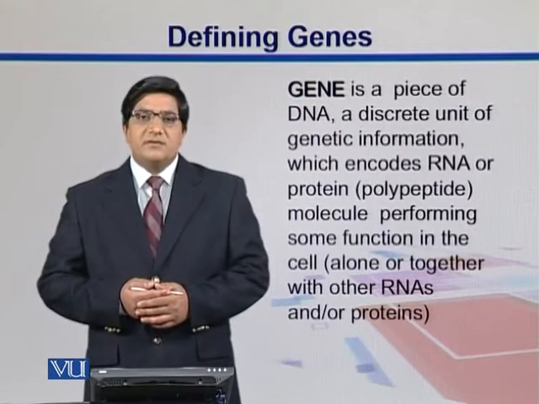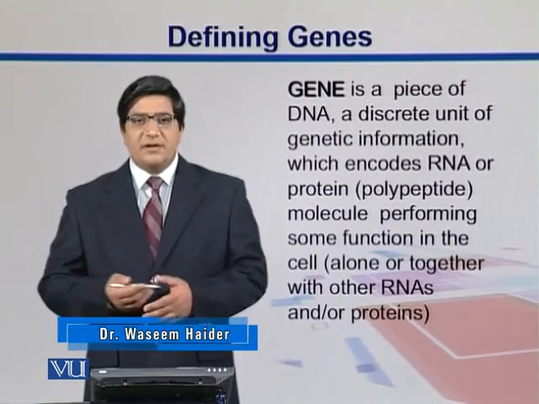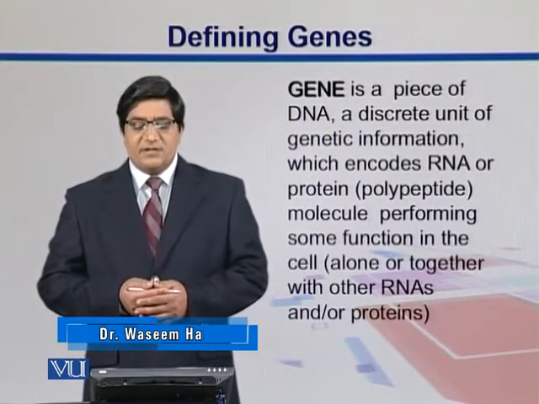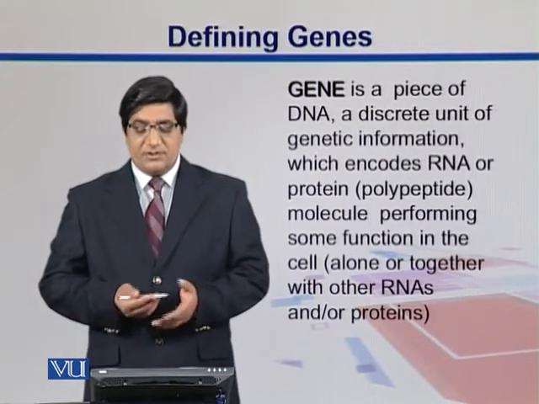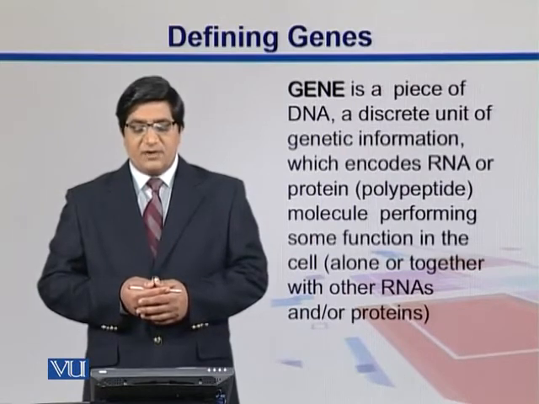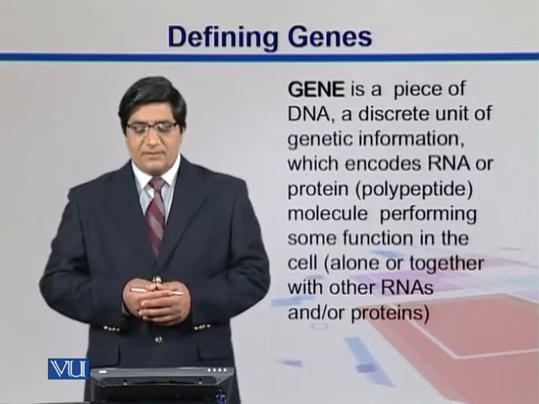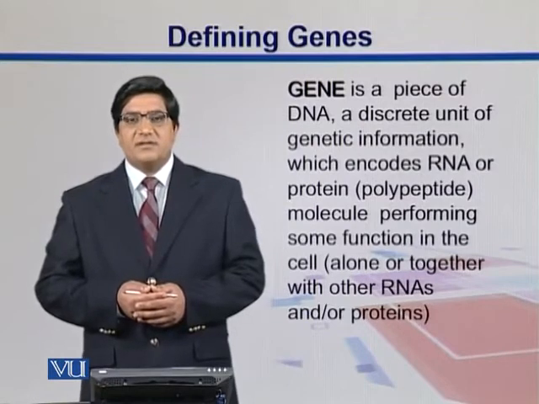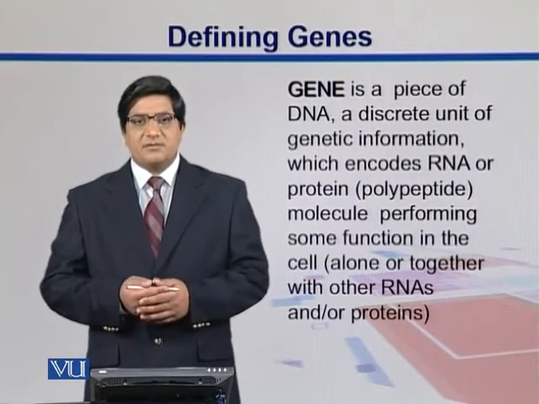How we define genes, this is not the exact, but I would say the most appropriate definition which I get. So a gene is a piece of DNA, a discrete unit of genetic information, which encodes an RNA or protein polypeptide molecule performing some function. That function is performed in the cell alone or together with other RNA or protein. So in this definition, we can see that the gene encodes for a protein or RNA, and there is also some functional implementation of that product.